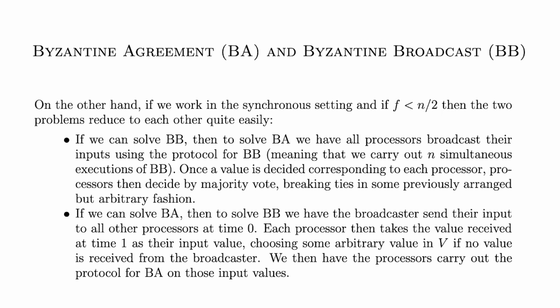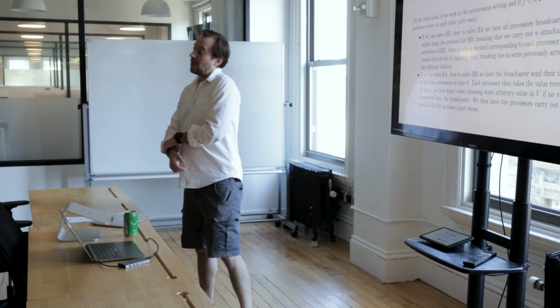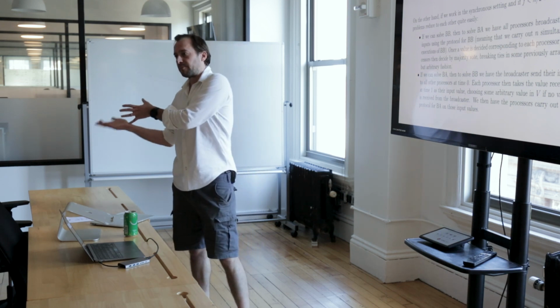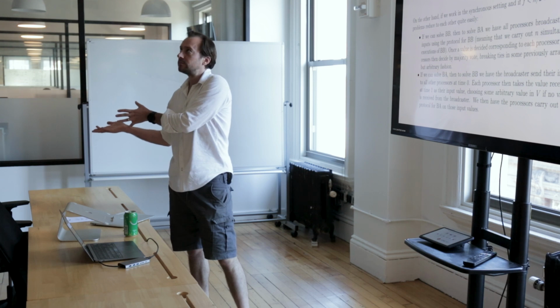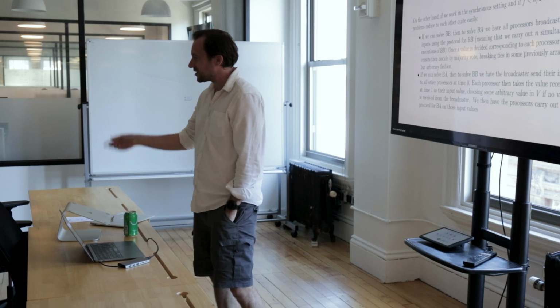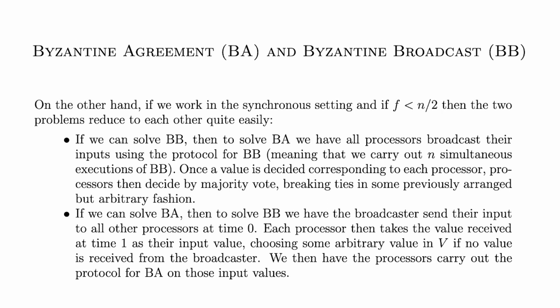So there's a fairly easy reduction in both directions. The result is that they're not the same problem, but if we work in the synchronous setting, and if f is less than n over 2, then they're reducible to each other. The consequence of this is that it seems we only really have to worry about Byzantine broadcast. Because if Byzantine broadcast is impossible, then Byzantine agreement is definitely impossible. And if Byzantine agreement is impossible, the other one is as well. So if you work out for which f you can do Byzantine broadcast, that gives you the result for Byzantine agreement, so long as you're in the synchronous setting. Is that clear?